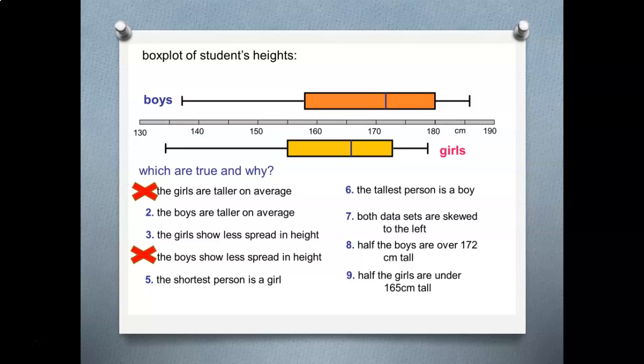Number 8, half the boys are over 172 centimeters tall. Well, if you come to 172, yes, about half the boys are over 172. Number 9, half the girls are under 165. Well, 165 is right here. And so, yes, about half the girls are under 165. So most of those ended up being true. So hopefully that gives you an idea on how to use two box and whisker plots to compare two different sets of data.